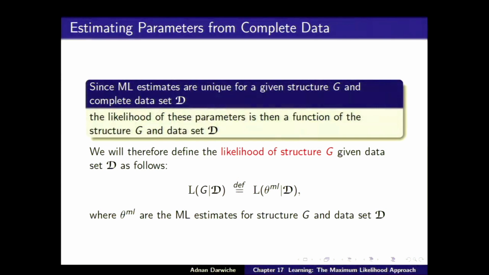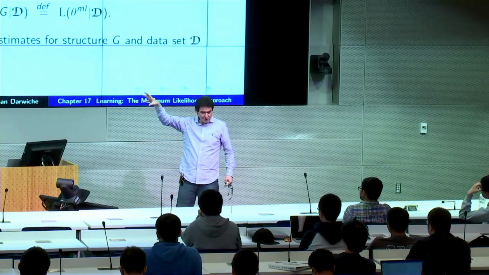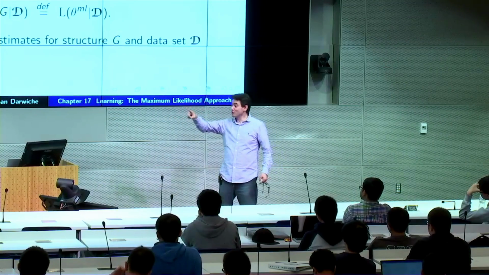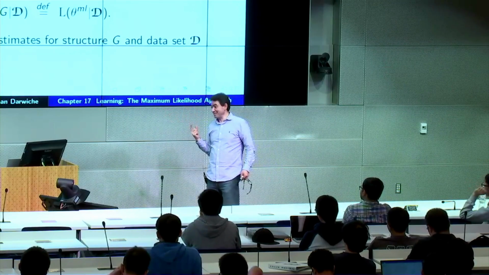And then for the other contender, G2, the other structure you have, what's the best you can do in terms of optimizing the probability of the data? Find your best parameters for that structure. Those are also the maximum likelihood estimates. You do it. Now you have a score for each structure, correct?